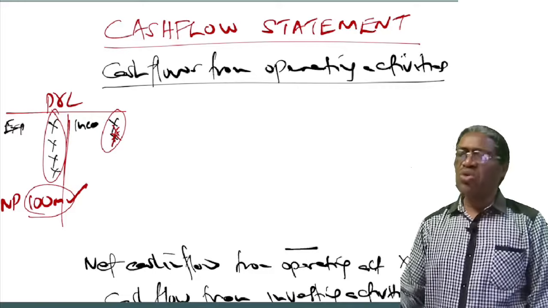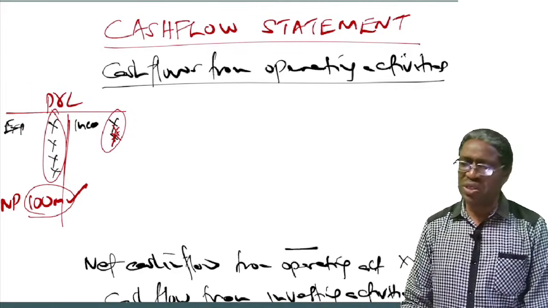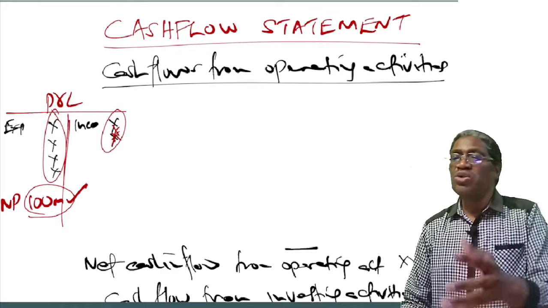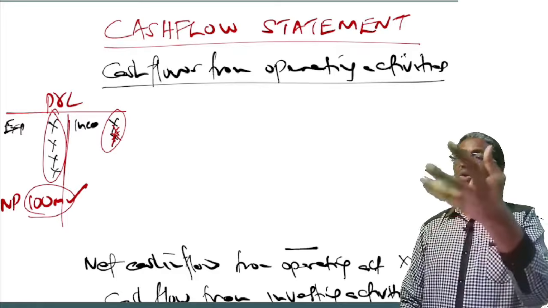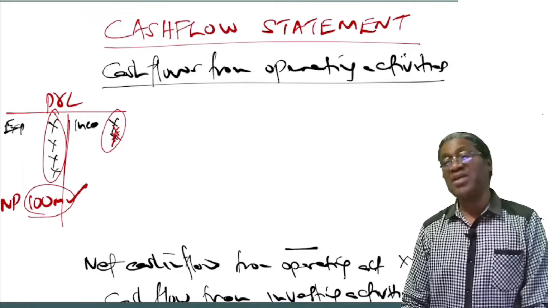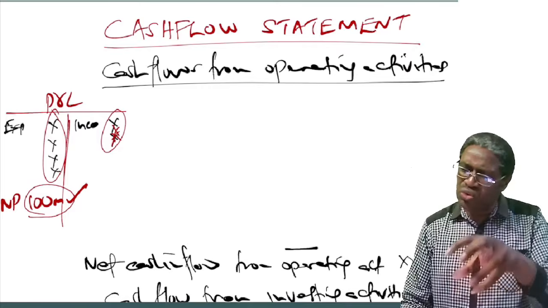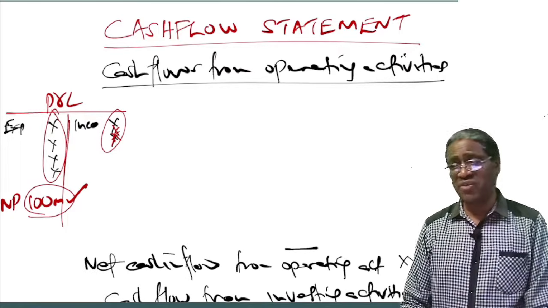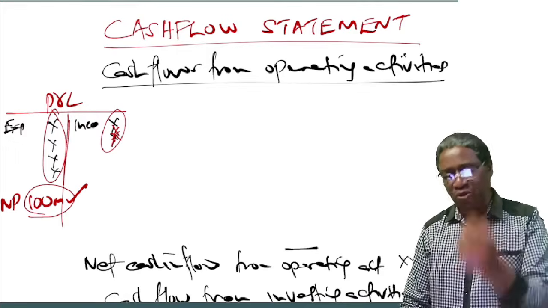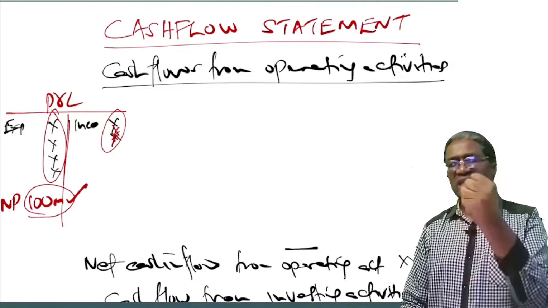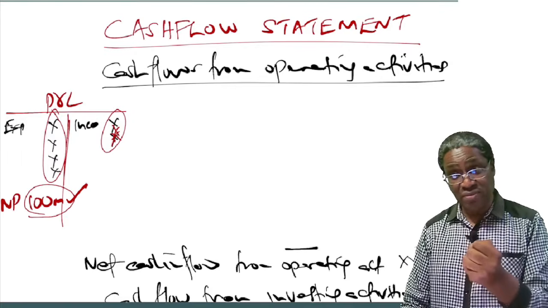Why? Because it is obvious that when you are preparing your P&L account, we don't use the cash basis of preparation. We normally use what we call the accrual basis of preparing our financial statements. And therefore, this 100 million profit that you are getting is not the true cash profit, as it would be if everything in the P&L account was by cash.